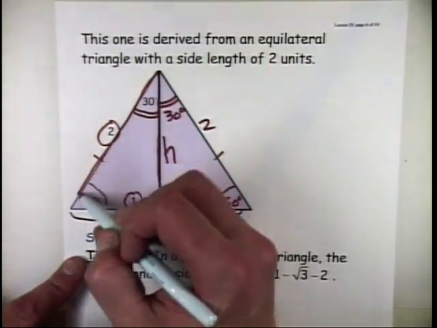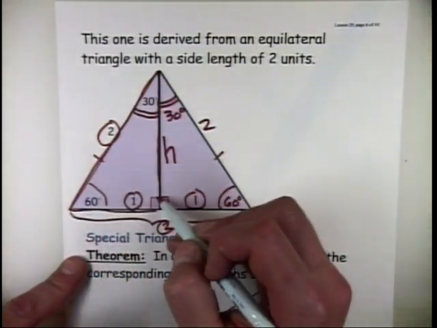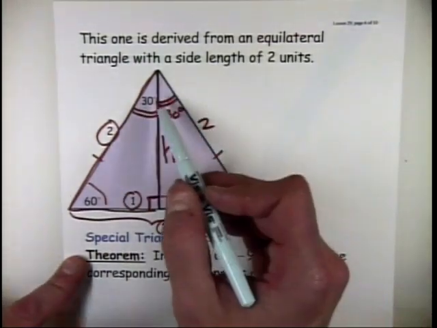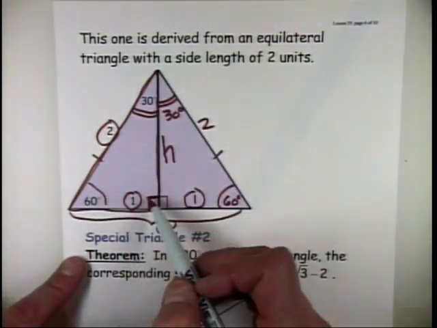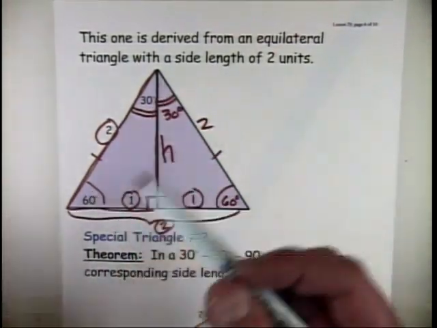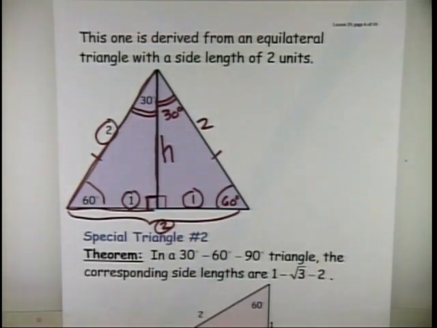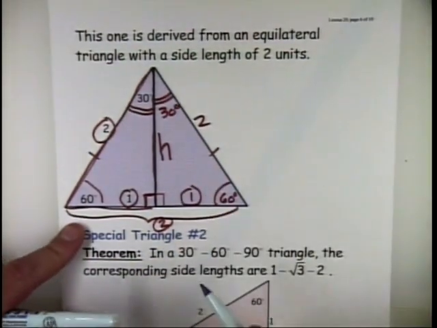So let's focus in on this right triangle now. It's going to be a right triangle, but my angles are now 30, 60, and 90 instead of 45, 45. Okay? Let's see if we can figure out what the other length is, h. And we're going to use the Pythagorean theorem.